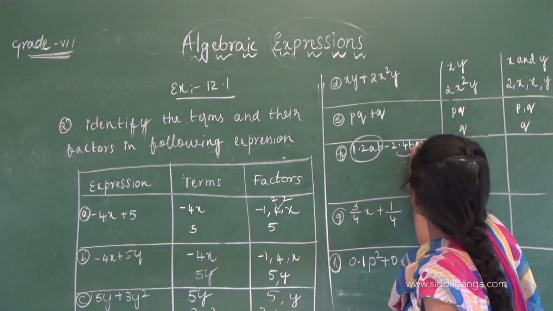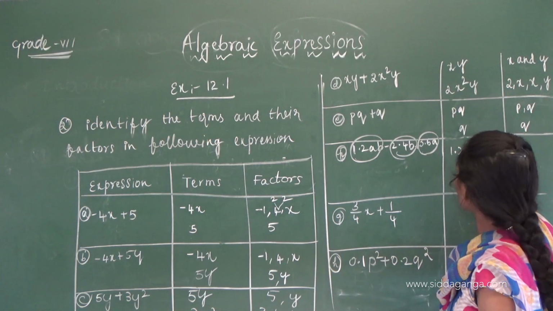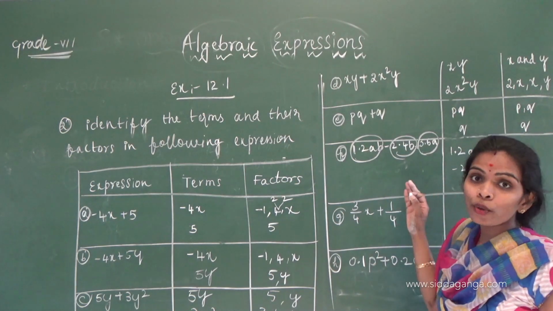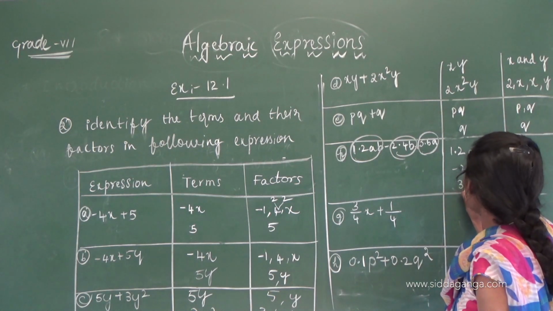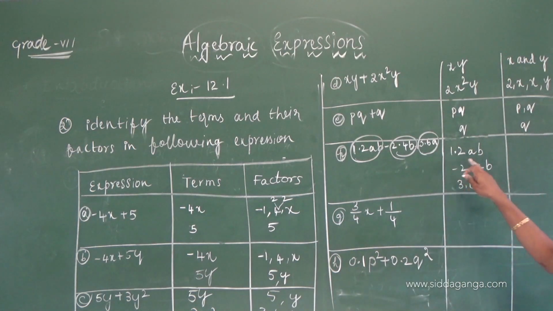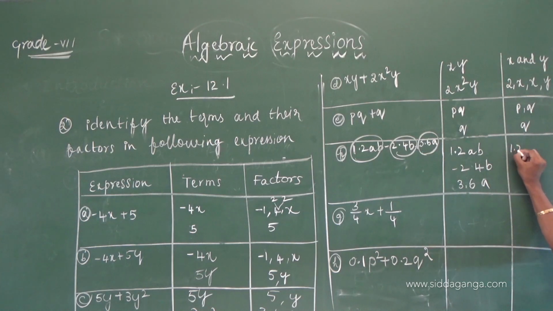Here, this is separated into 3 terms. What are they? -1.2 AB, -2.4 B, and 3.6 A. What are the factors of these? -1.2, A, B. Then -2.4, B, and 3.6, A. Correct?